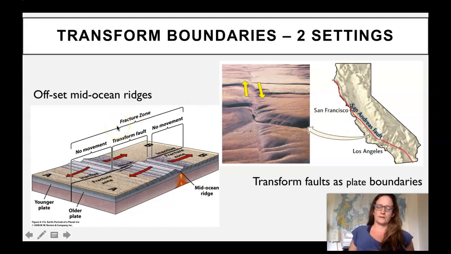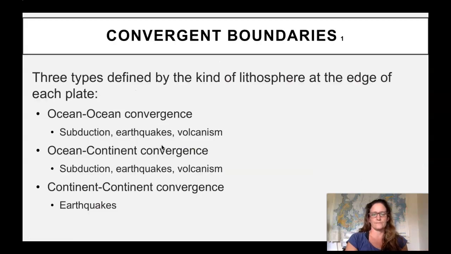Other transform boundaries, we can find hundreds of them offsetting the mid-ocean ridge. So look at this diagram. The axis of the ridge kind of goes left to right across this diagram. The arrows show the pulling apart of the ocean basin at the divergent plate boundary. And cutting through the middle of it is what's called a fracture zone. And along that fracture zone is transform motion, and that's just a tiny little transform boundary.